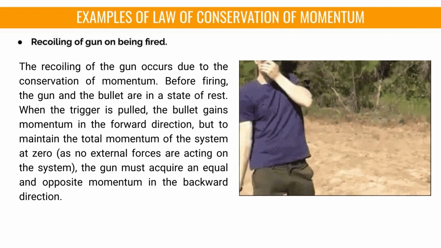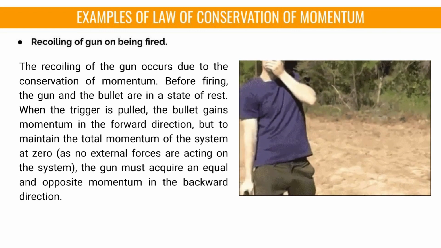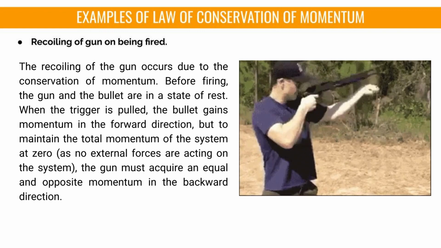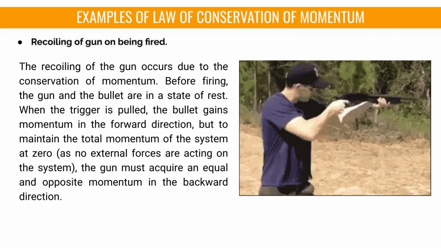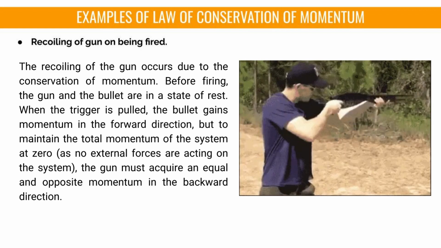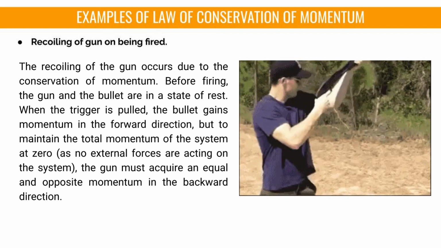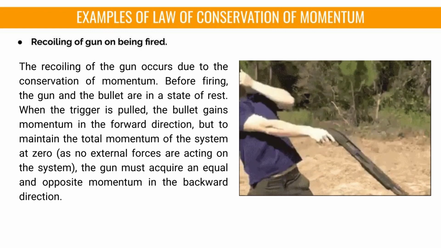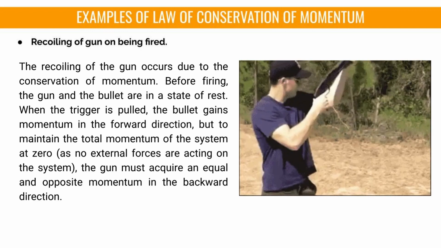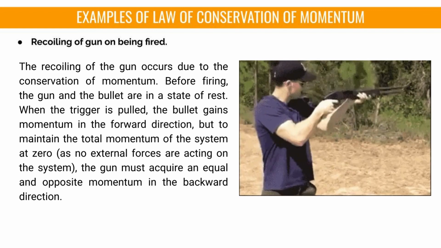athletes make critical decisions. Recoiling of gun on being fired. The recoiling of the gun occurs due to the conservation of momentum. Before firing, the gun and the bullet are in a state of rest. When the trigger is pulled, the bullet gains momentum in the forward direction, but to maintain the total momentum of the system at zero, as no external forces are acting on the system, the gun must acquire an equal and opposite momentum in the backward direction.